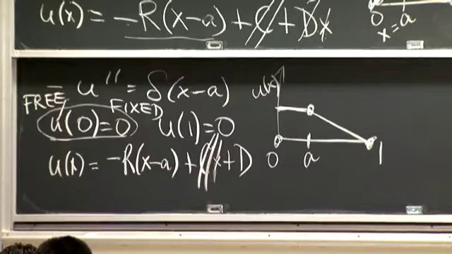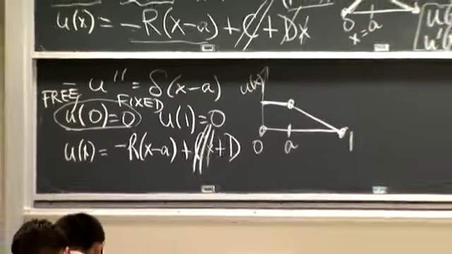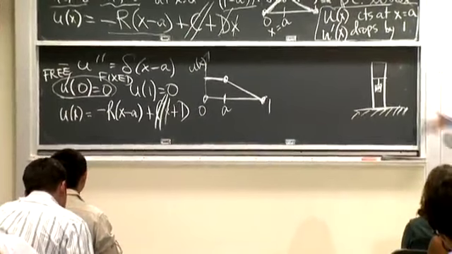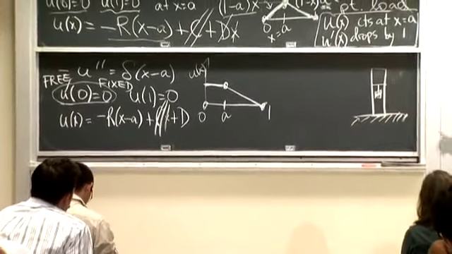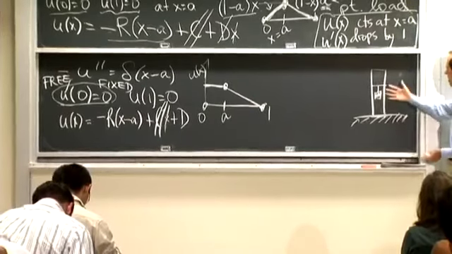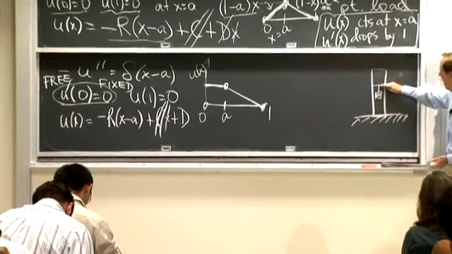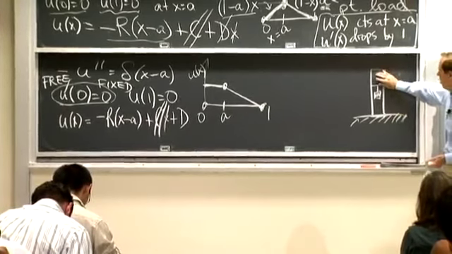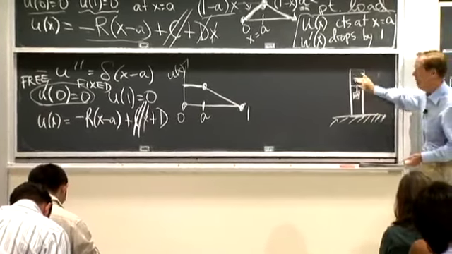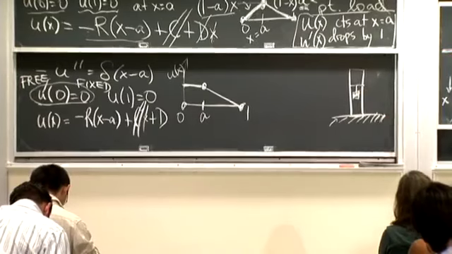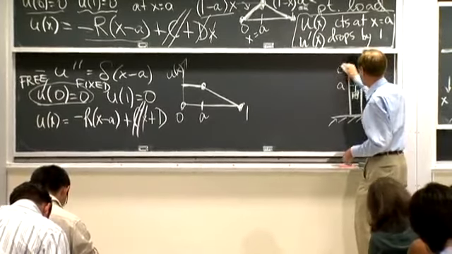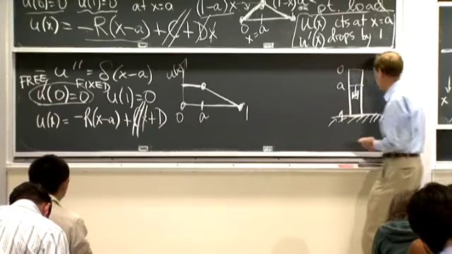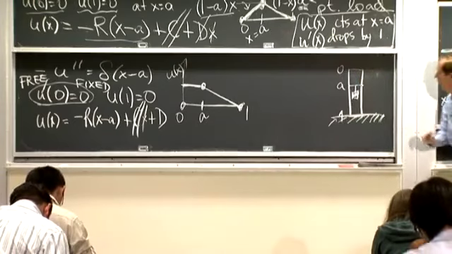And what does that correspond to in the picture for the bar? Well, what happens with this bar above the weight? What happens to this top part of the bar in that picture? And what happens to the lower part of the bar? So this was at the point x equal a. This is x equal 0. This is x equal 1. What happens above the weight?